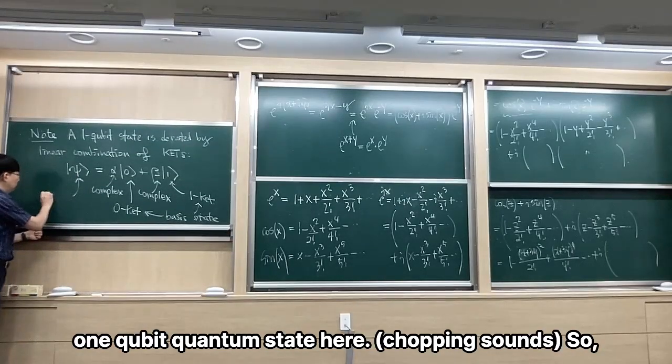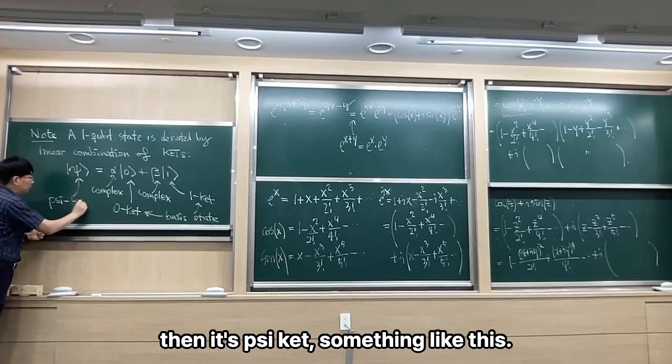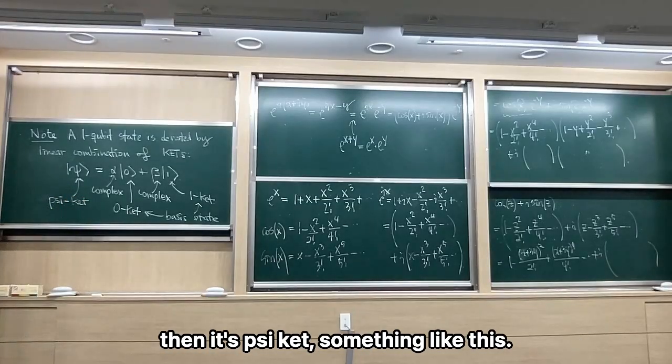It's the traditional, conventional way of denoting a one qubit quantum state. So if you want to really name it, it's psi ket, something like this. Okay?